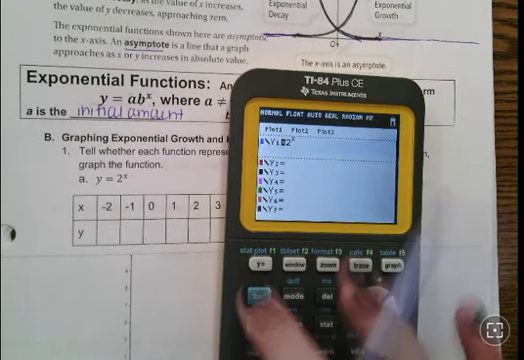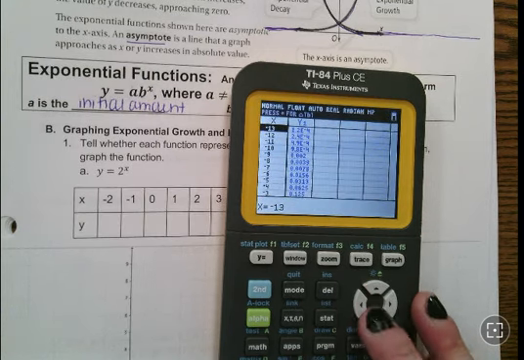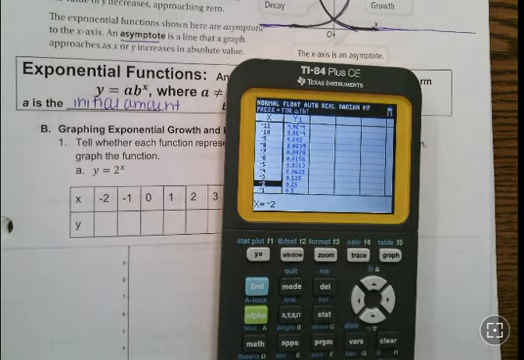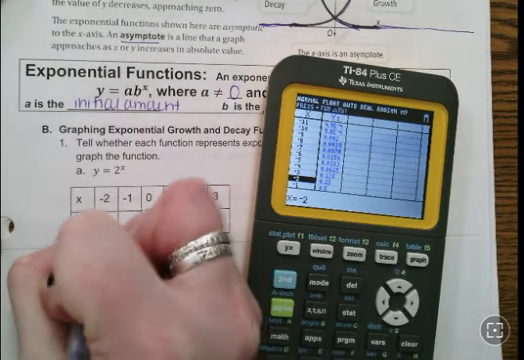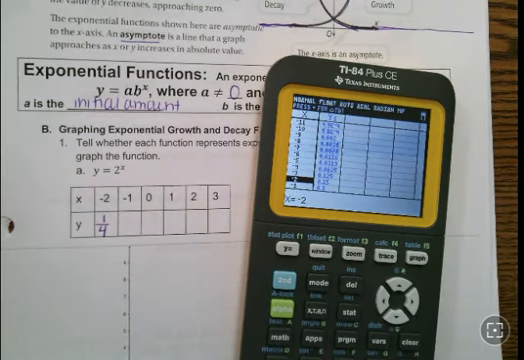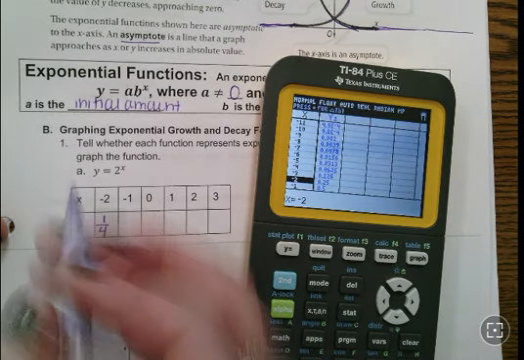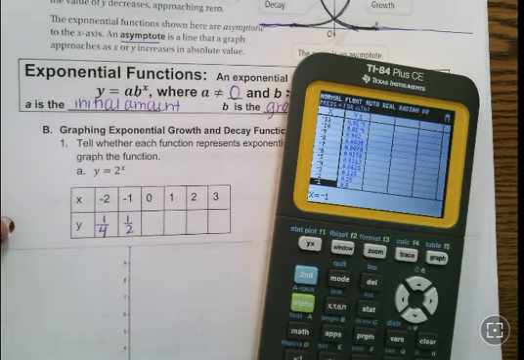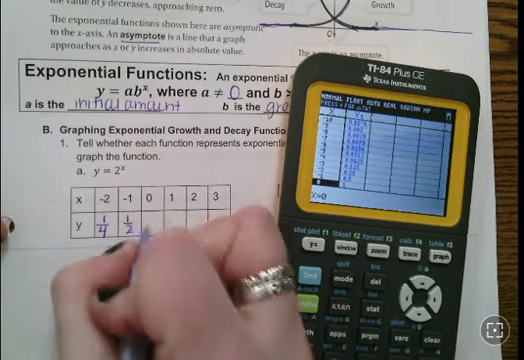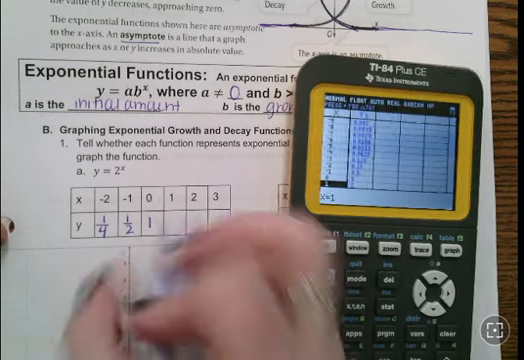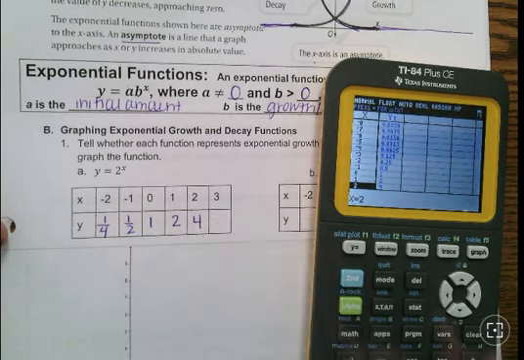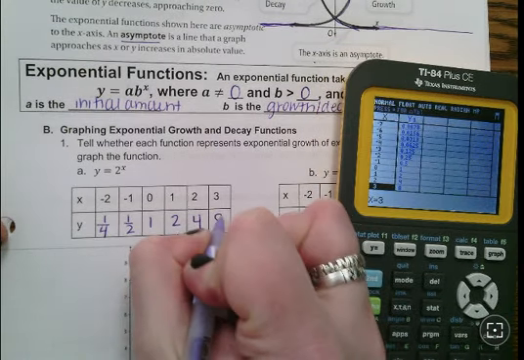Y equals 2 to the x. Okay, so now we go to the table. Okay, and if you notice, you get really, really small decimals, and the smallest one that's probably easiest to plot is this negative 2, 0.25. So this is negative 2, 0.25 is 1/4, okay? And then the negative 1 is 1/2. The 0 is 1. The 1 is 2. The 2 is 4. And the 3 is 8.